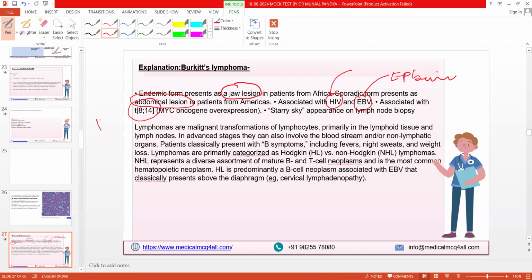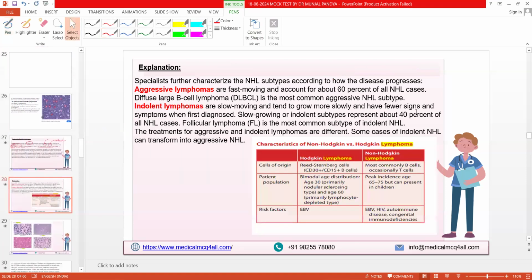This is an excellent high-yield MCQ. What is the translocation or what are the genetic changes you can see? So MYC oncogene expression. Translocation T 8;14. Starry sky appearance is seen in the lymph node. So this is the basic thing.